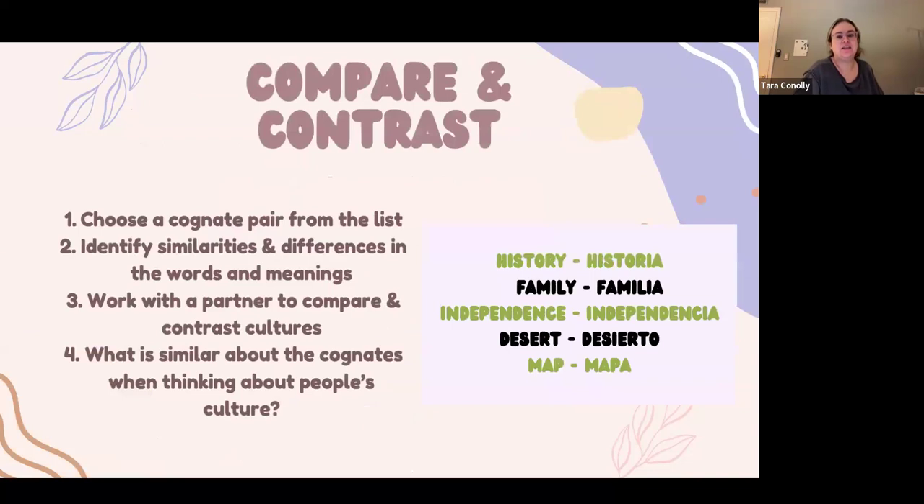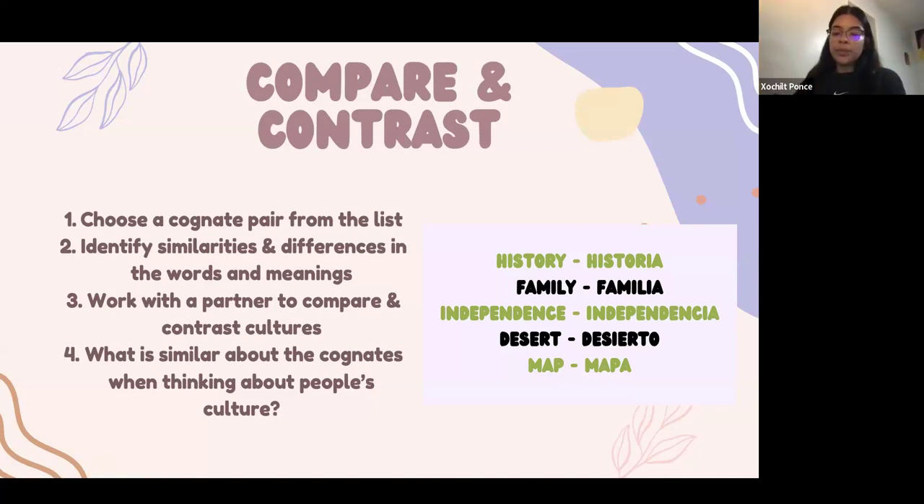Our final activity is to compare and contrast those cognates with our culture. So I want you to choose a cognate pair from the list and think about the similarities and differences in the words and their meanings. What is similar about the cognates when thinking about people's culture? So, for example, if I chose history, what is similar in history for two different cultures? Would anyone like to share?